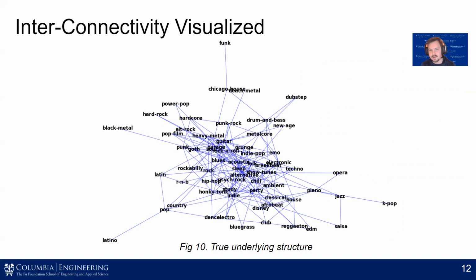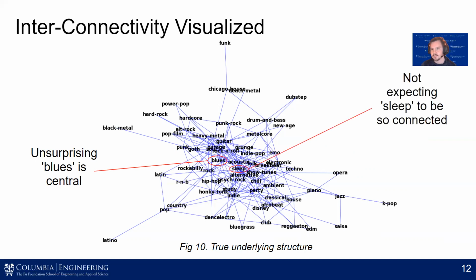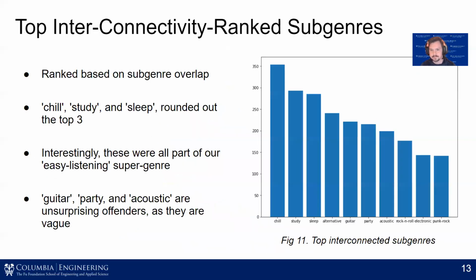This is the true underlying structure where you have a bunch of songs that are super interconnected and the ones that are more on the edge. So like Latino, K-pop, black metal, these are all very distinct. And then there's other ones that aren't even listed on this because they were off on their own clump, like some of the J-pop, J-rock, those were off on their own little island. But you have the usual suspects like blues, rock and roll. These are the ones that we would expect, but maybe like sleep. We didn't expect that to be so interconnected, but yet, here it is.